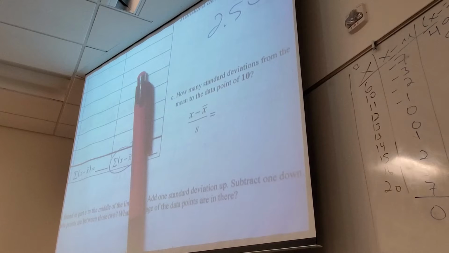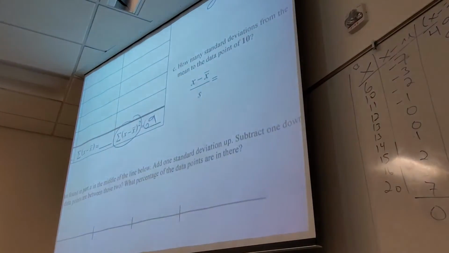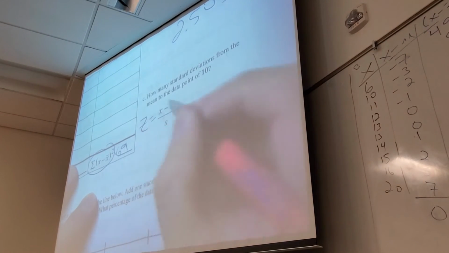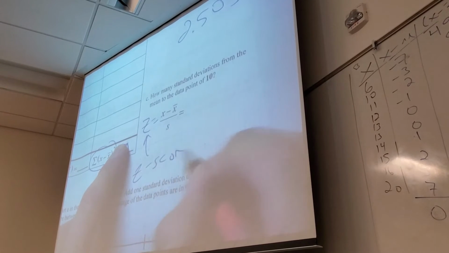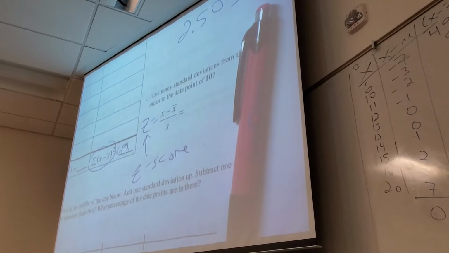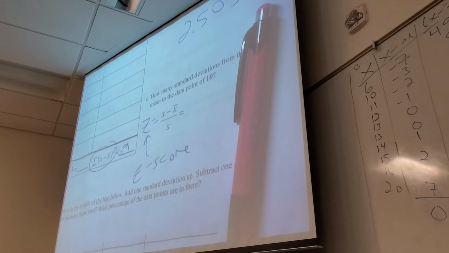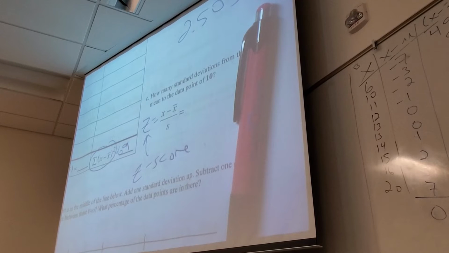So this formula is huge. It's huge. It's the Z-score formula is what it's called. All a Z-score is the number of standard deviations from the mean to a data point. Do you see how slow I'm talking right now? A Z-score is the number of standard deviations from the mean to a data point. So it's kind of beautiful.